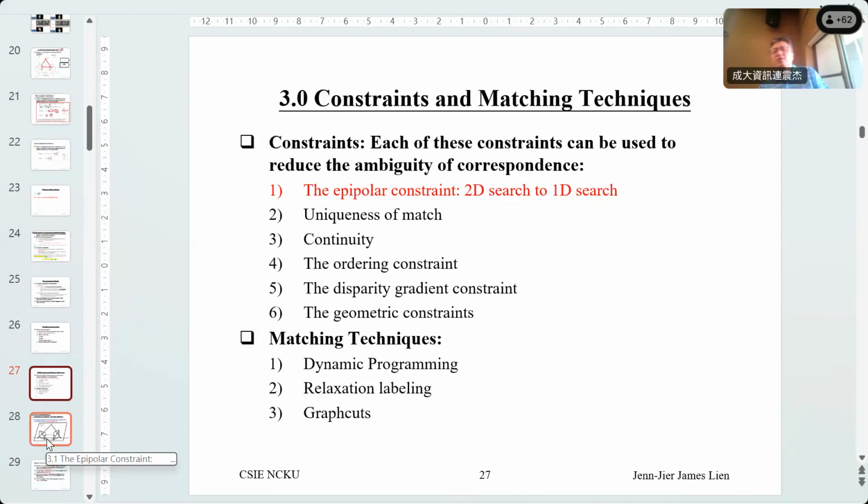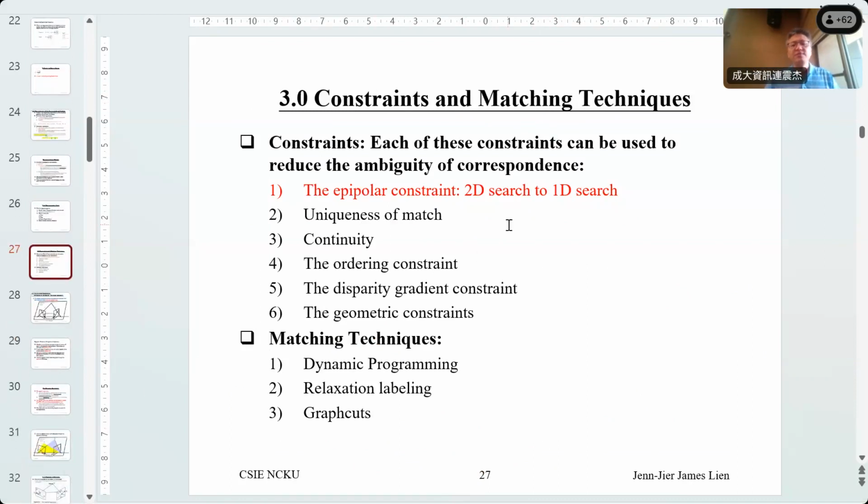Okay. So that's a matching problem. And matching is kind of a similarity. We look for similar points that can match, the matching point. So detection, tracking, recognition, all are based on matching, or the similarity problem. That's a matching problem. Okay.